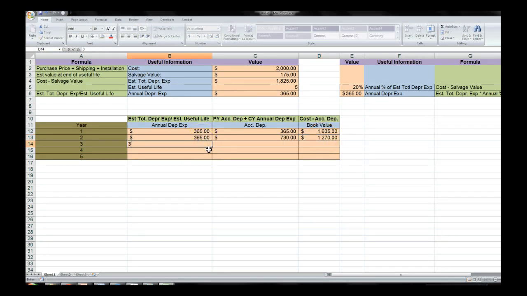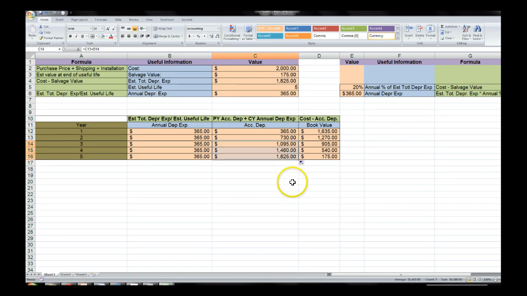Year 3, again, it's going to be $365 because we split it evenly over 5 years. Accumulated depreciation is going to be the prior year's accumulated depreciation plus the current year's annual expense. And we can actually make this a formula as well. So prior year accumulated depreciation plus current year's annual depreciation expense, and then book value, we're just going to drag this formula down. Okay, so if I want to finish this chart easily in Excel, I can just by finishing out my formulas.